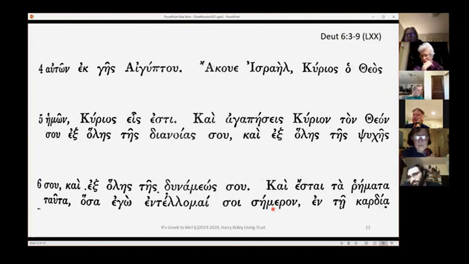Semeron. Yes, not the Cimarron Trail, but semeron. So the -on tells you what kind of word it is? It's a noun. En, in. Kardia, heart. Very good.